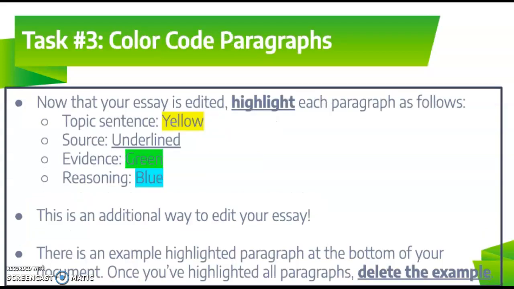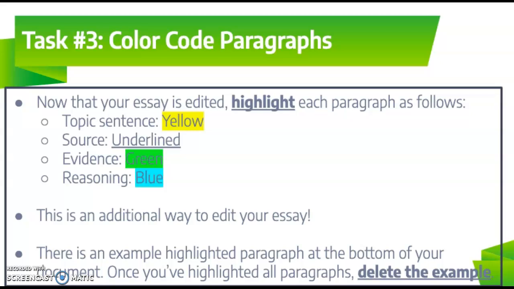After you've done your checklist and you've done your initial edit and your second editing with the checklist, and this looks pretty good, like you'd feel good submitting this, you are going to go through and color code it. This is one last way to make sure you have everything that you needed, one last way to go back and reread it one more time. You're going to highlight each paragraph as follows. The topic sentence you'll highlight in yellow. You'll then underline your source where it came from. You'll highlight your evidence in green and your reasoning in blue.